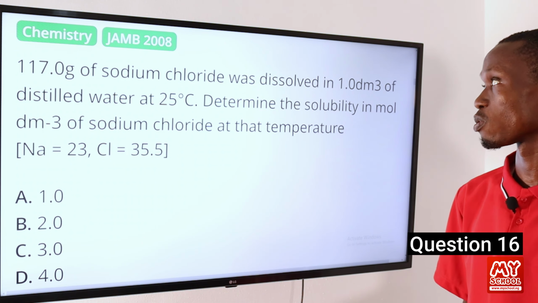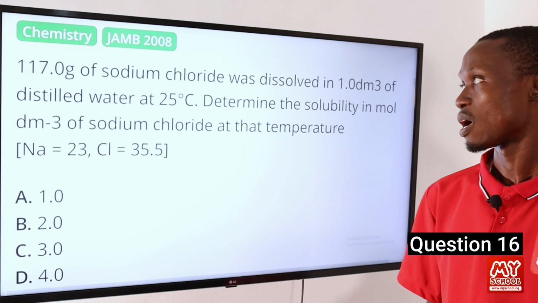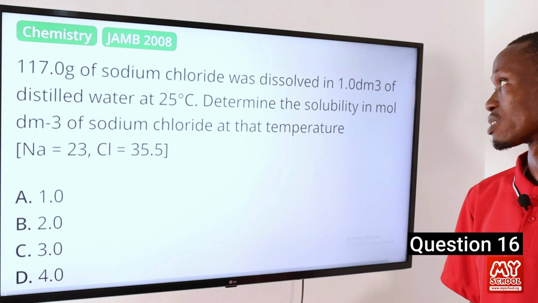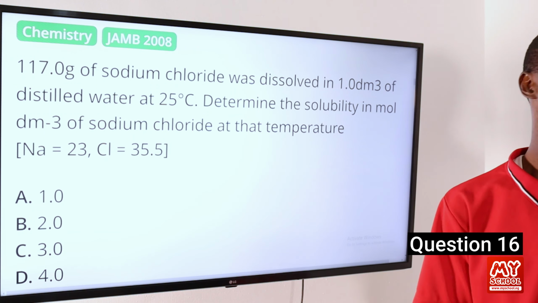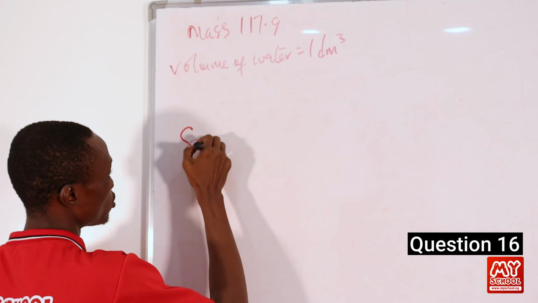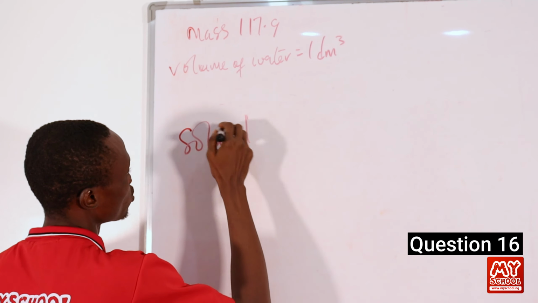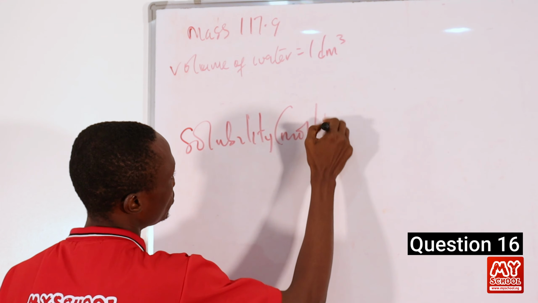117.0 gram of sodium chloride was dissolved in 1.0 dm cube of distilled water at 25 degrees Celsius. Determine the solubility in mole per dm cube of sodium chloride at that temperature. So let's quickly move over to the board. The formula for calculating solubility in mole per dm cube.